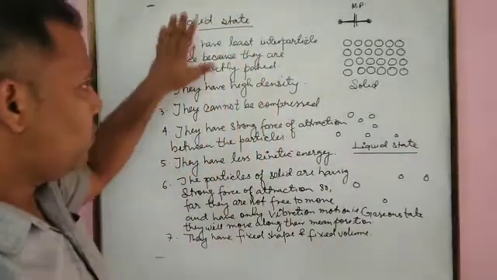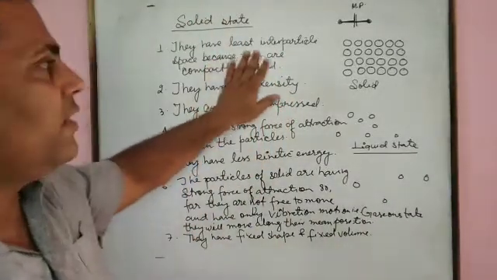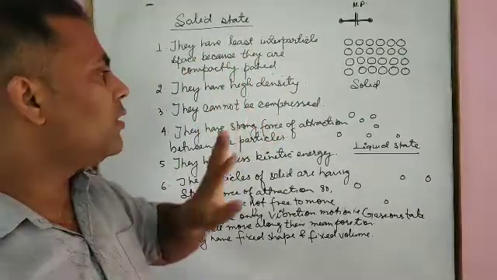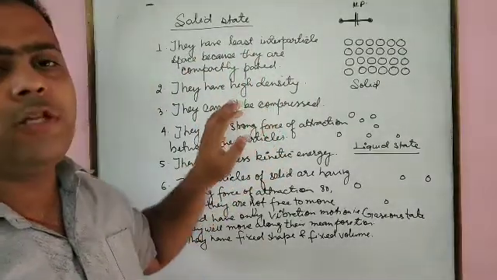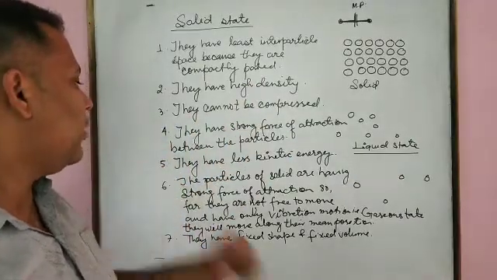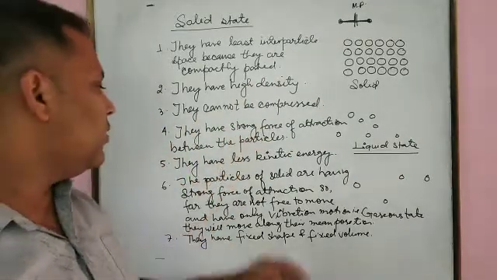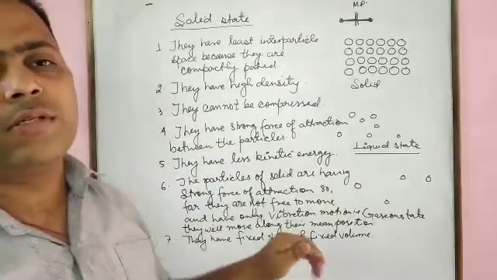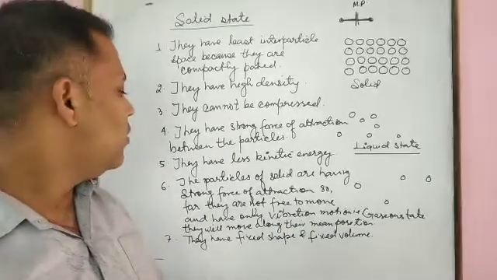So what we know is that solid has least interparticle space, they are closely packed, they have high density, and if they are closely packed, they cannot be compressed. They have strong force of attraction between the particles. They have least kinetic energy, and only vibration motion. They have fixed shape and fixed volume.